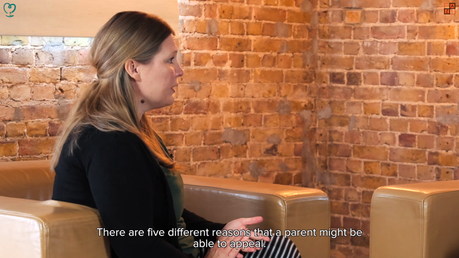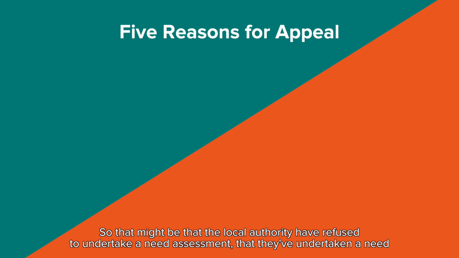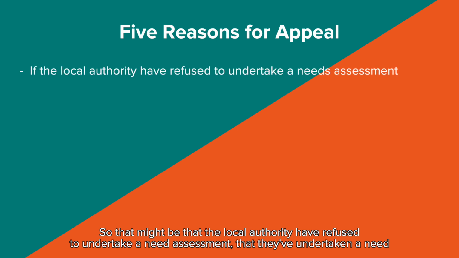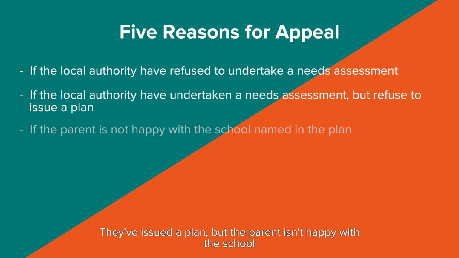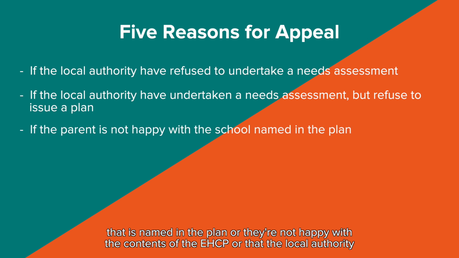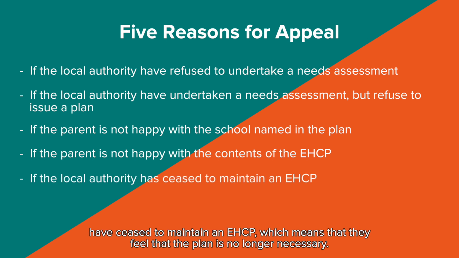There are 5 different reasons that a parent might be able to appeal. That might be that the local authority have refused to undertake a needs assessment, that they've undertaken a needs assessment but refused to issue a plan, they've issued a plan but the parent isn't happy with the school that's named in the plan, or they're not happy with the contents of the EHCP, or that the local authority have ceased to maintain an EHCP, which means that they feel that the plan is no longer necessary.